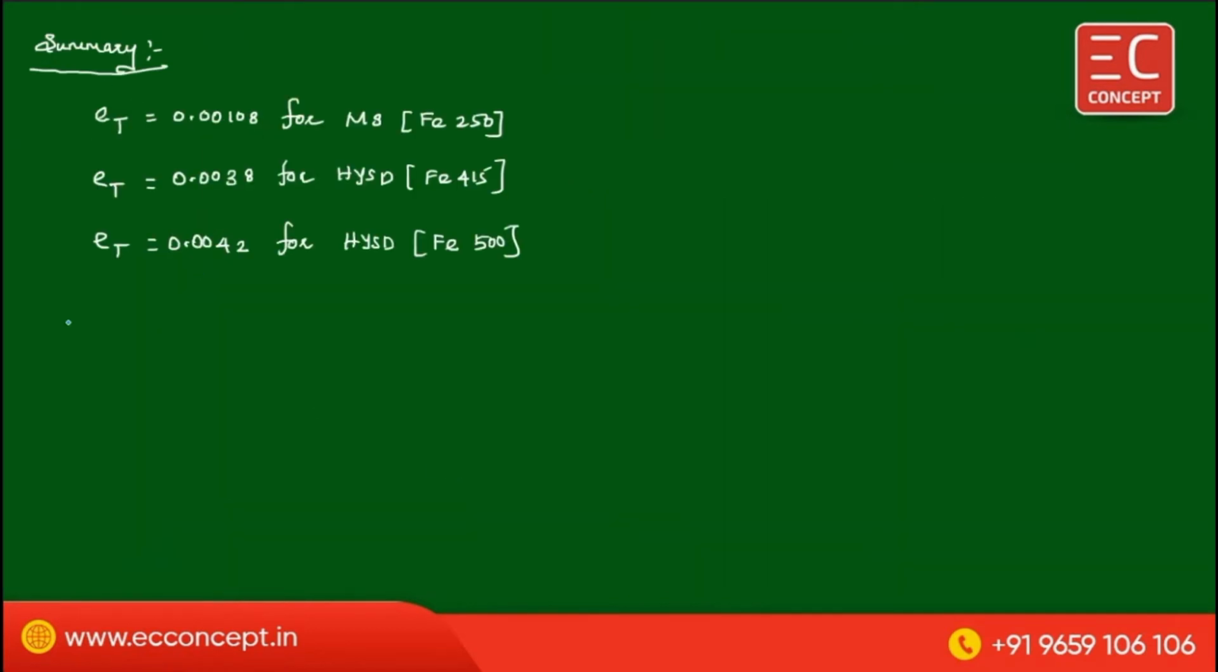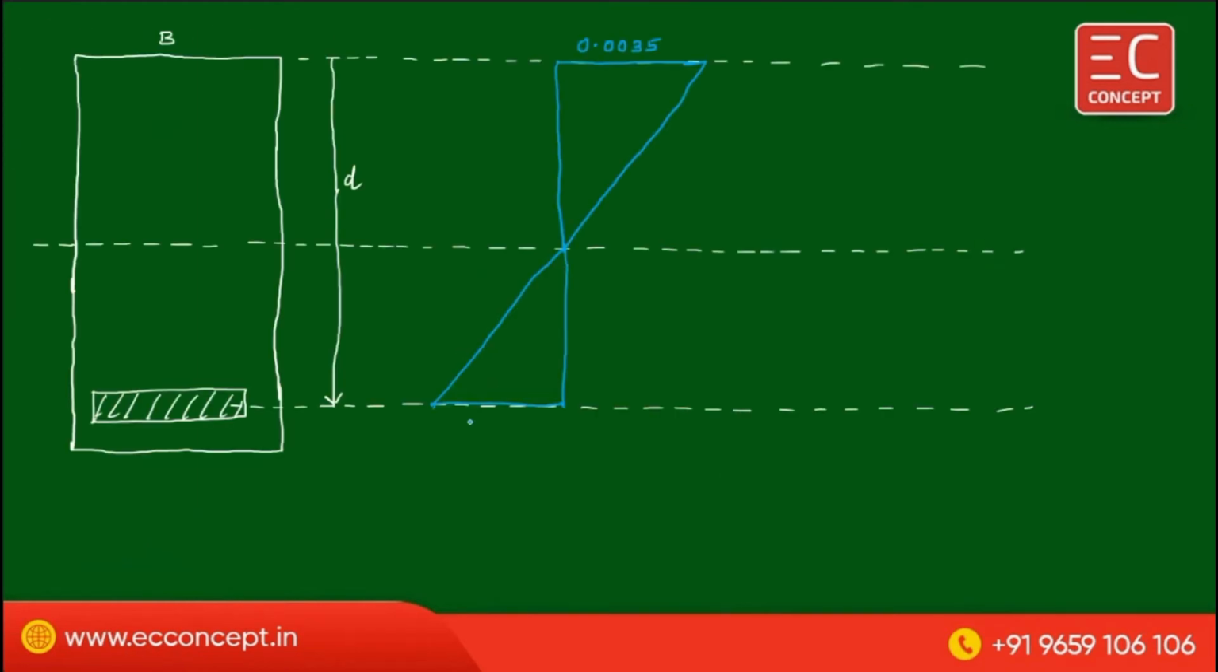I have to write here the maximum tensile strain is greater than or equal to 0.002 plus 0.87 fy divided by Es. Okay, now we can write. The strain is 0.002 plus 0.87 fy divided by Young's modulus. This is the strain in concrete, this is the strain in steel. Now what is the stress block? The stress block is something like that. Below the neutral axis, only the steel takes the load.